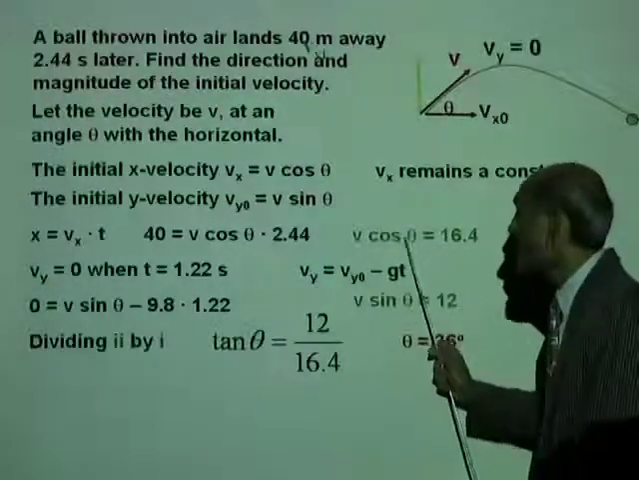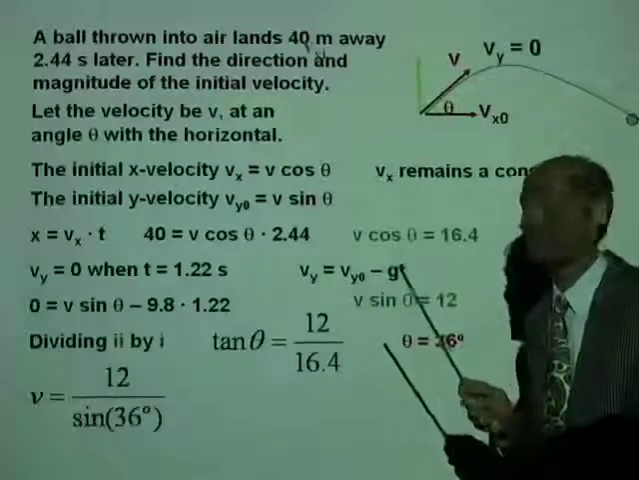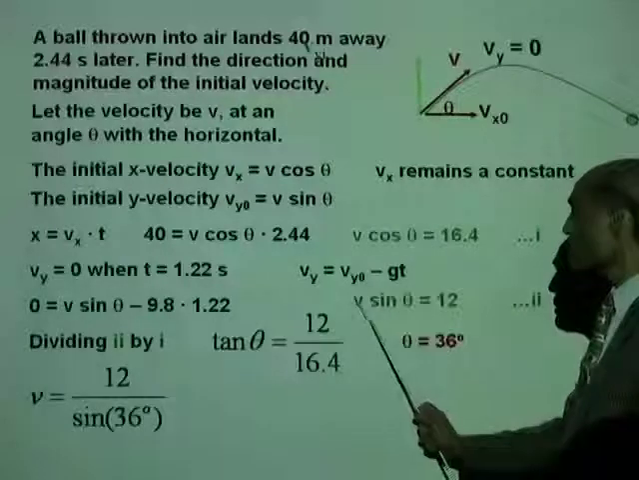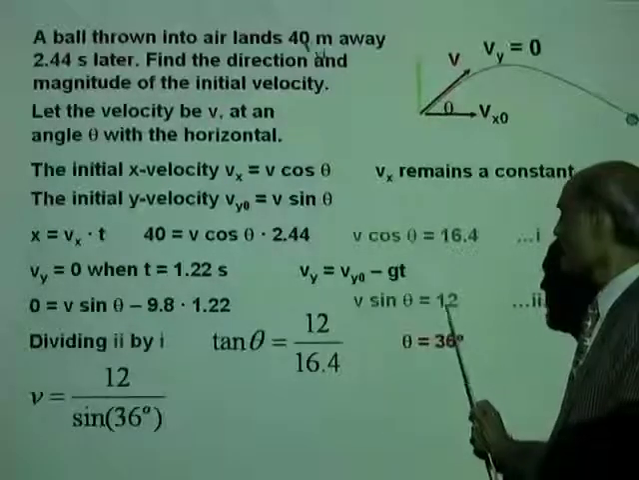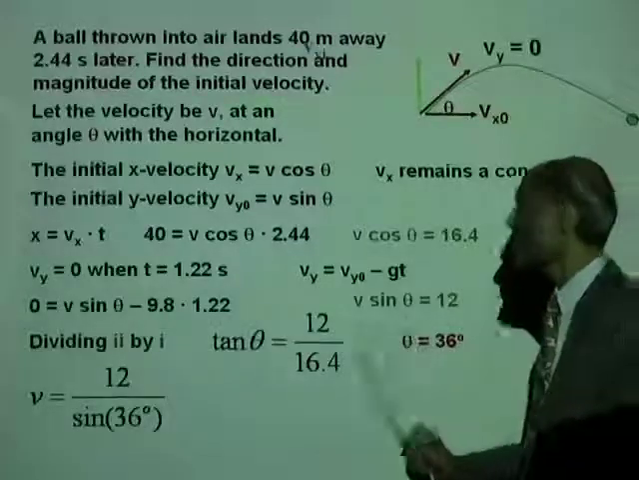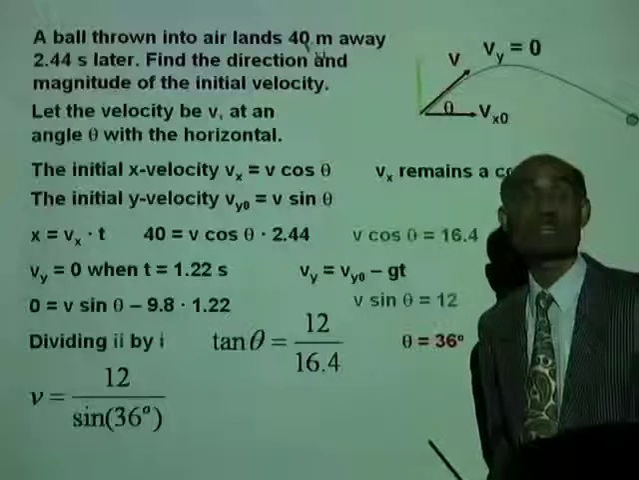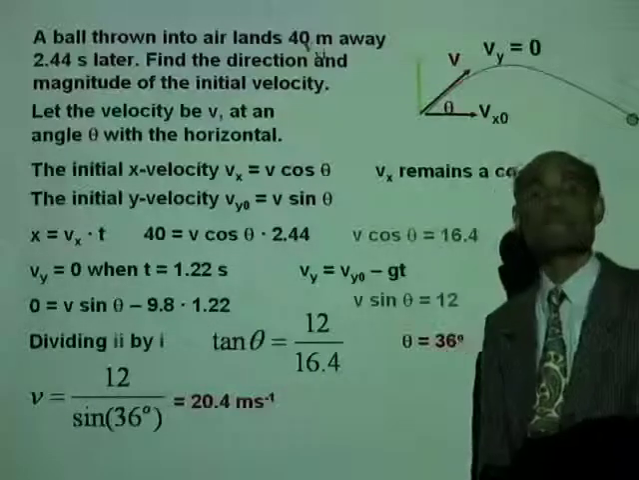And now that you have the angle theta, you can find the value of V. V can be obtained from any of these equations. I used this one. I said V equals 12 divided by sine theta, 12 divided by sine of 36 degrees, that is 20.4 meters per second.